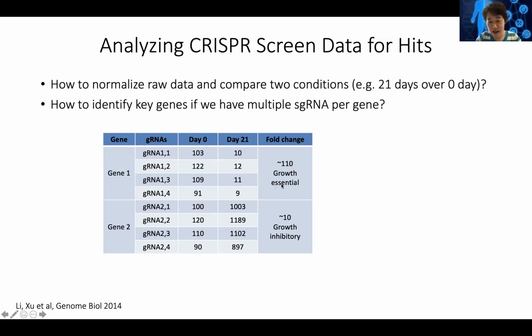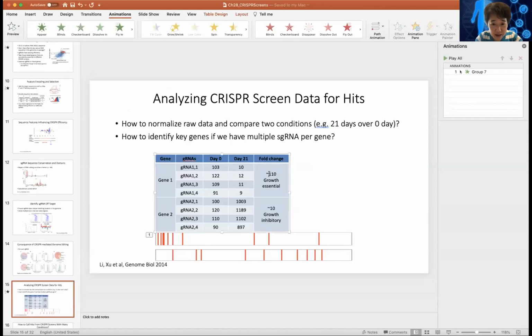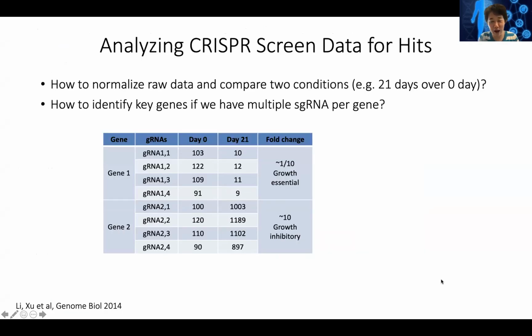This means this guide is, sorry, I don't remember what this number is. It should be 1/10. Yeah, let me correct this. Okay, 1/10. So the fold change is 1/10.